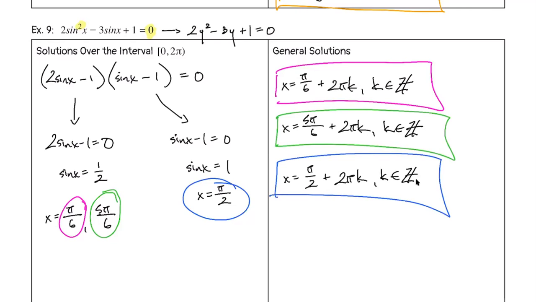So definitely more work than the linear ones, but mostly just because we have to remember how to factor, okay? But once we've got the factoring piece down, we set each side equal to 0, and then we just add 2 pi k to get our general solutions, okay? Are there any questions about example 9?